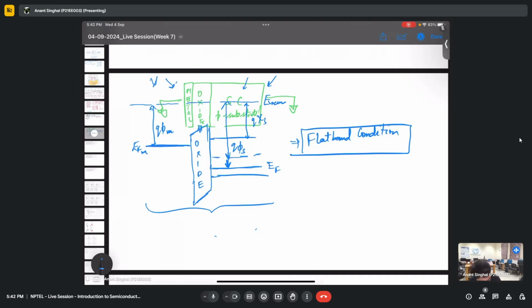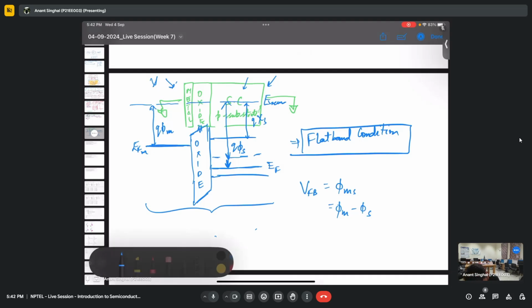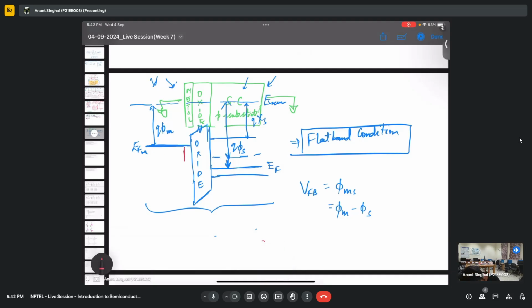So I'll explain the flat band voltage first. What is flat band voltage? We can clearly see the flat band voltage is nothing but phi ms. Phi ms is the difference between the metal and the semiconductor work function, and that is the flat band voltage. So basically, this particular difference is the flat band voltage. We require a certain flat band voltage to have the flat band.